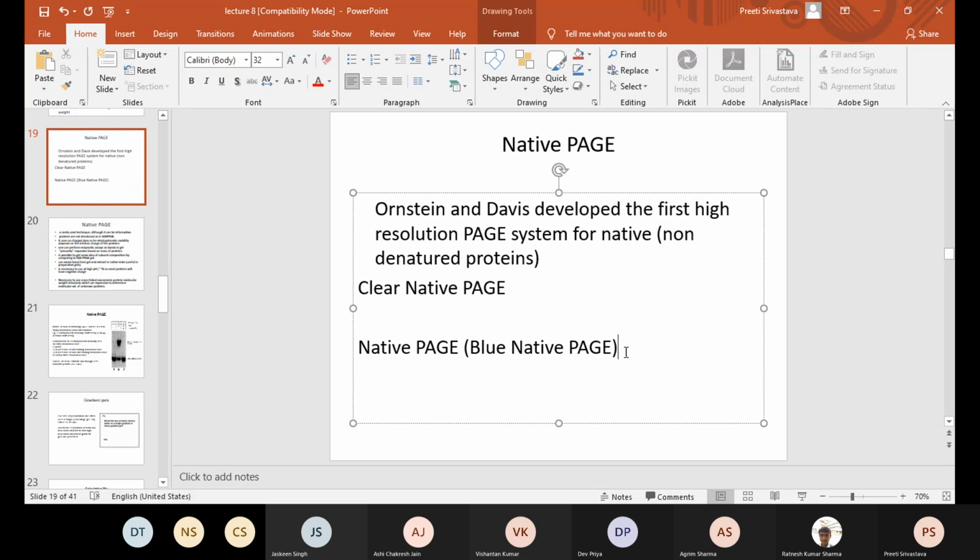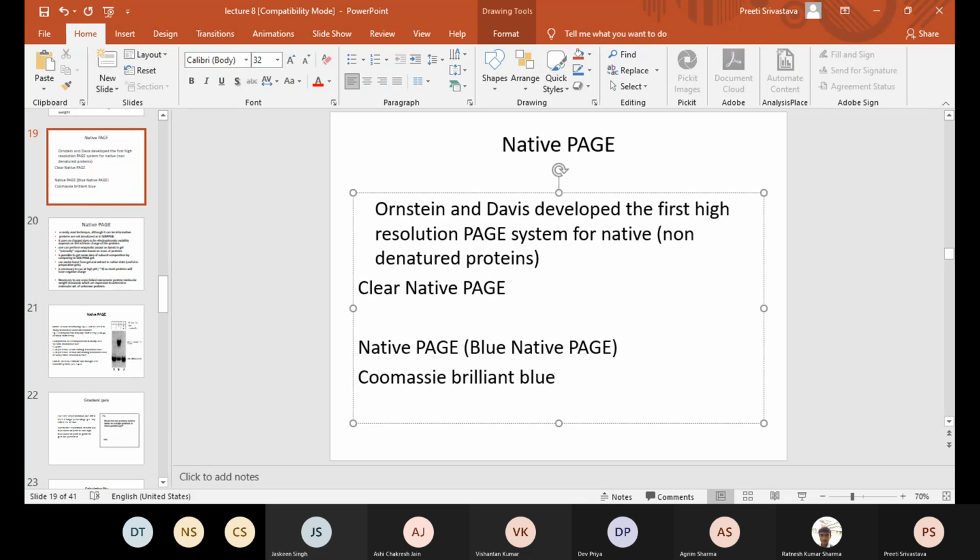So in this case, Ratnesh, for native PAGE, because you are not using SDS, you are not imparting any charge to the protein. So what you use is a dye, the same dye, Coomassie Brilliant Blue. Coomassie Brilliant Blue can be used at the time of loading, and it has been observed that it doesn't affect the conformation of the protein, right?